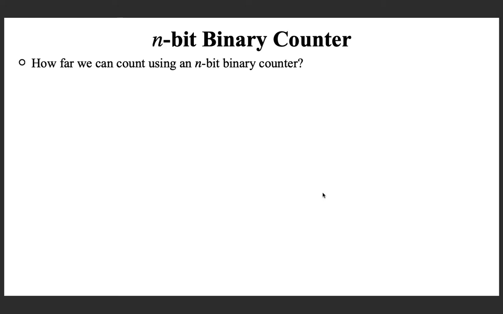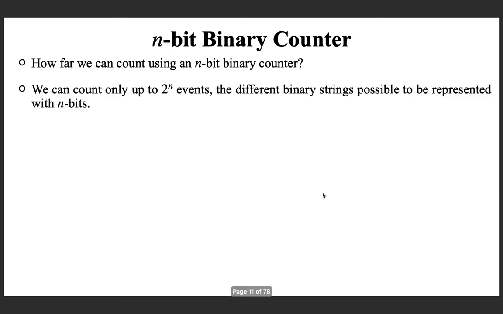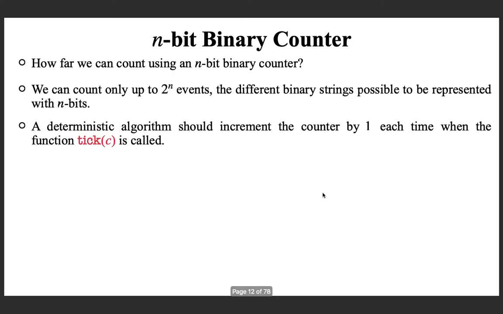How far can we count using an n-bit binary counter? How many different objects can be counted using an n-bit counter? If it is a 2-bit counter, you can count from 00 to 11, only 4. For an n-bit counter, it is 2 to the power n. That is the number of different binary strings possible with n bits.